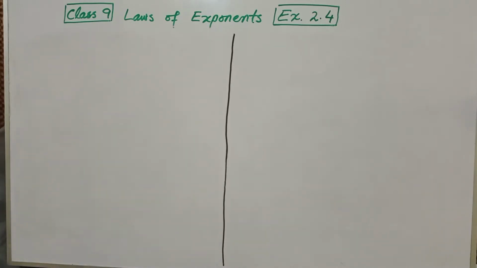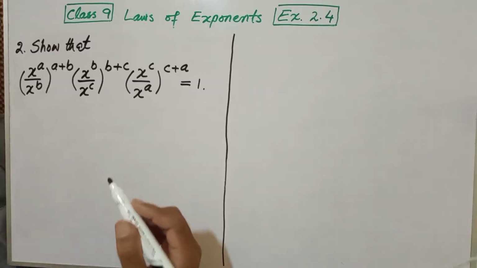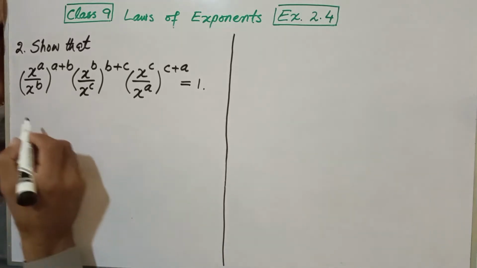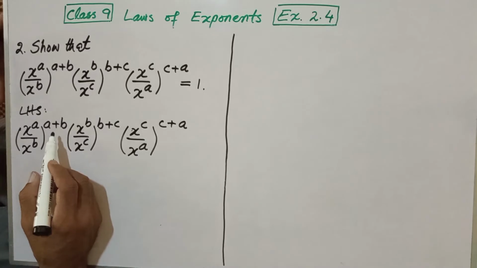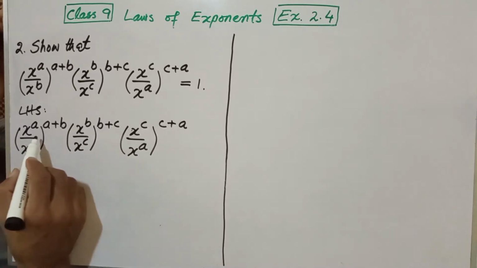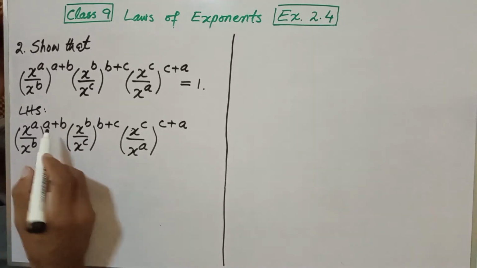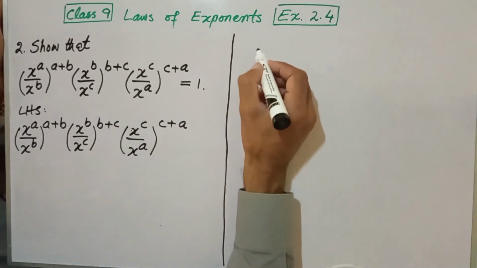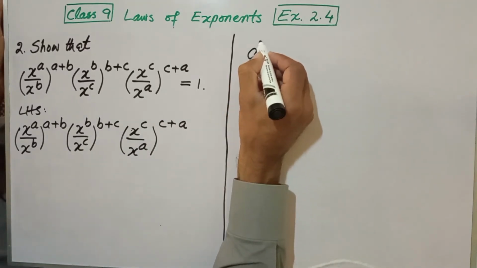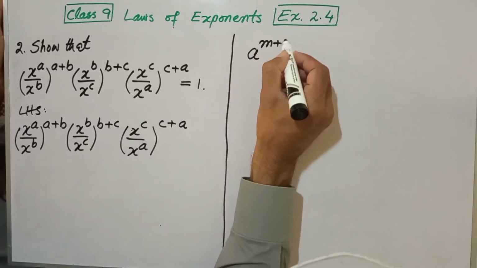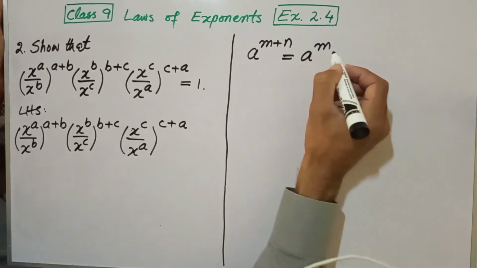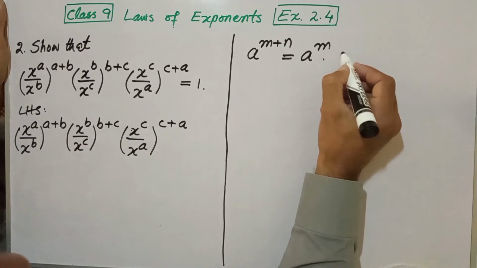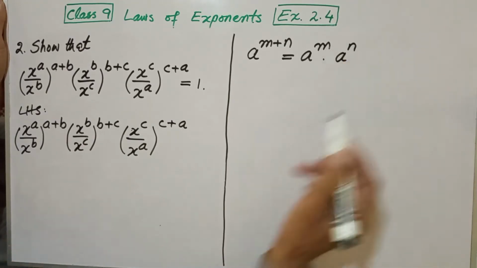Now we'll solve question 2. Here we'll take the left hand side. Using the laws of exponents, when the bases are the same, then the powers are added. That is using the property a power m plus n, which can be written as a power m into a power n.